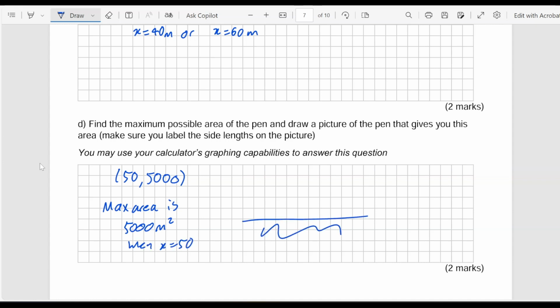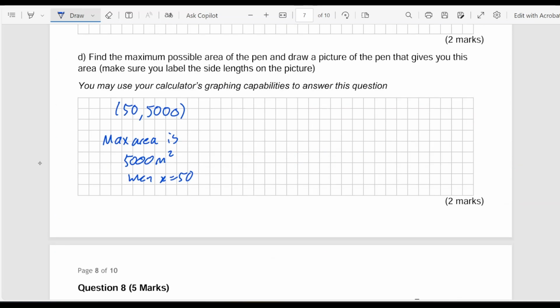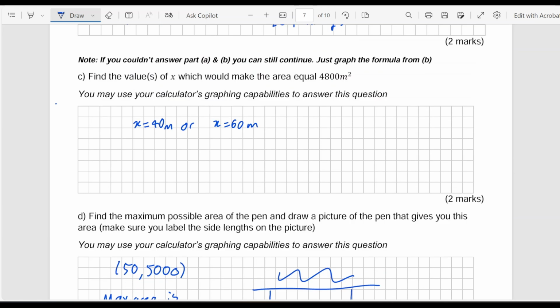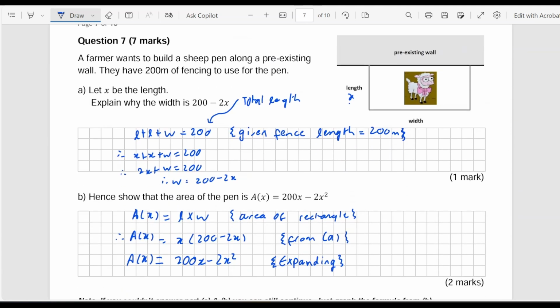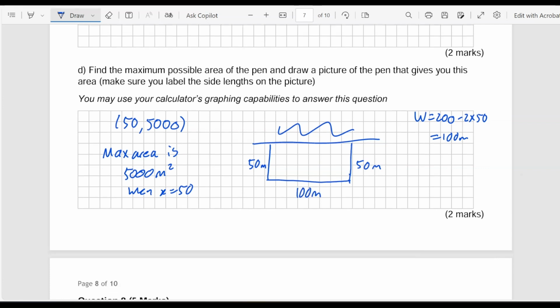And basically what it's going to look like, let's see, is the top wall there that is already existing. If x is 50, then the other side is also 50. And really importantly, the width is 200 take 2x. So the width is going to be 200 take 2 times 50, which is 100 meters. So that's what the width is there.